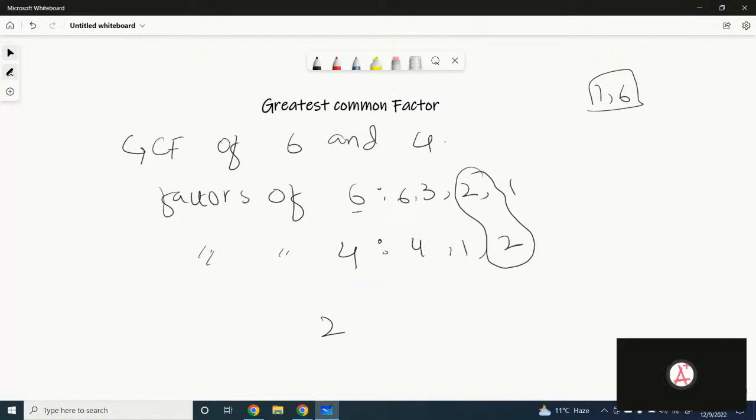That means 2 is the greatest number that can divide both the numbers 6 and 4. Got it, everyone? 2 is the greatest number that can divide both 6 and 4.